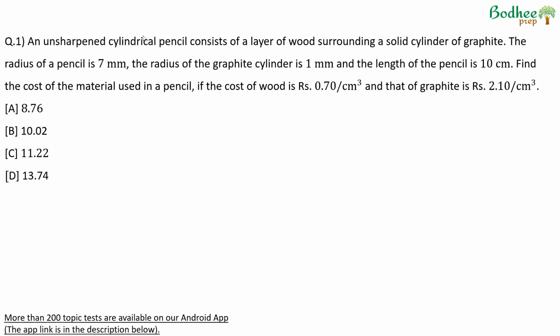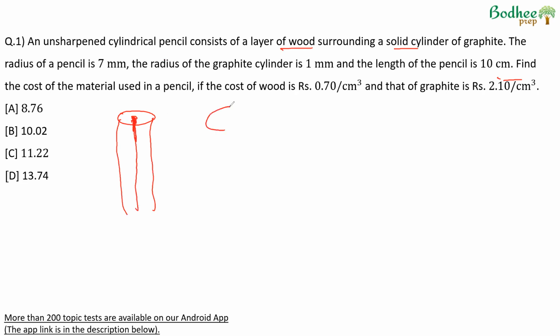If we look at the questions, the first one says, an unsharpened cylindrical pencil consists of a layer of wood surrounding a solid cylinder of graphite. This is a cylindrical pencil. There is a cylindrical graphite in the middle, and the rest of it is wood.